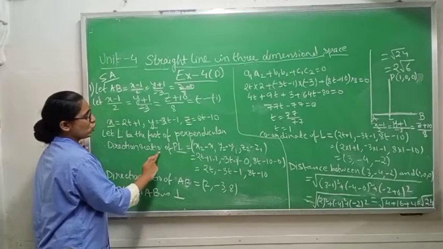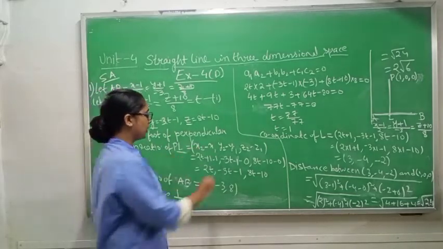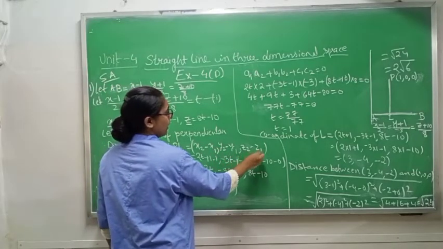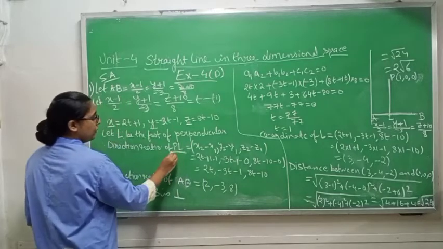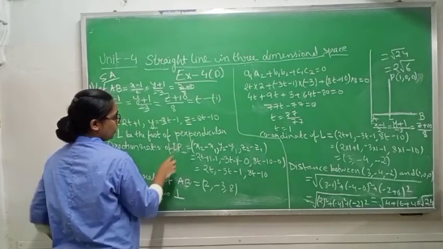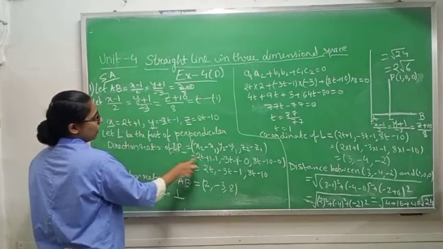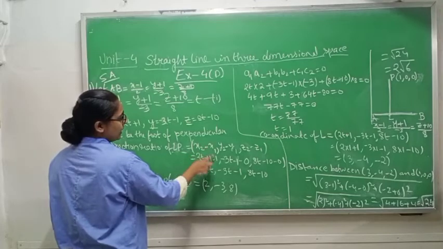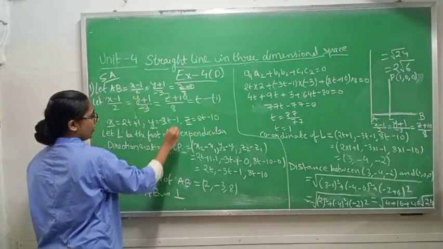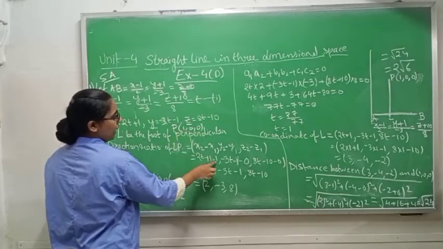Now direction ratio of PL. You know the direction ratio formula: x2 minus x1, comma y2 minus y1, comma z2 minus z1. So I am writing P first. You can write L first also, LP you can write. It's up to you. I am taking L first. L is 2t plus 1. So I am writing 2t plus 1 minus x1, what is P? I am writing here, P is (1, 0, 0). So it is minus 1.